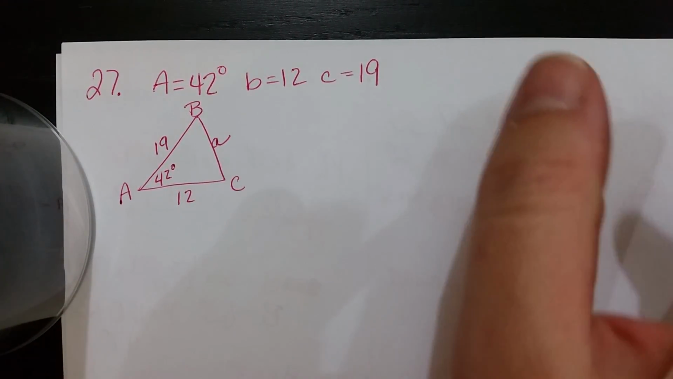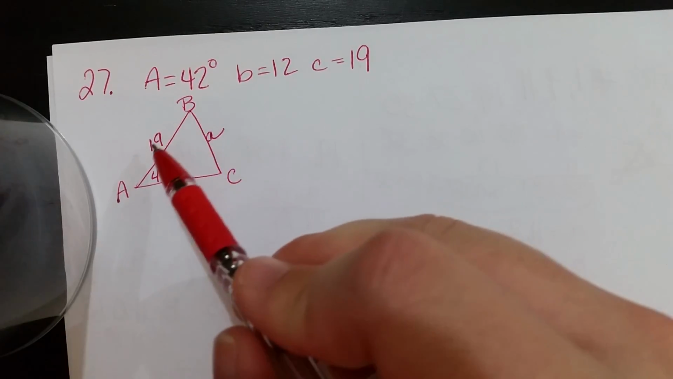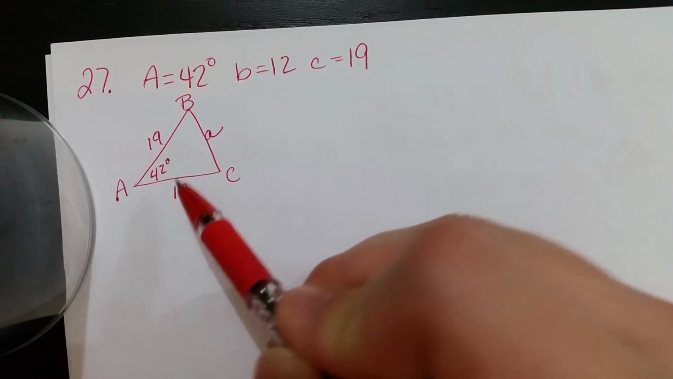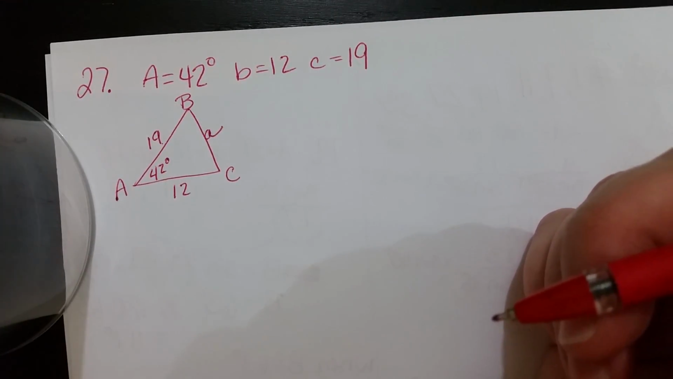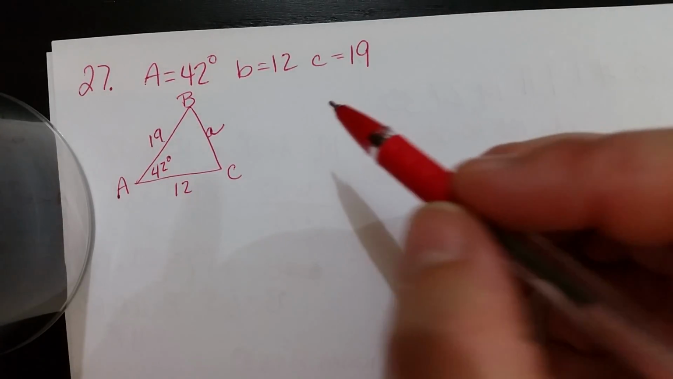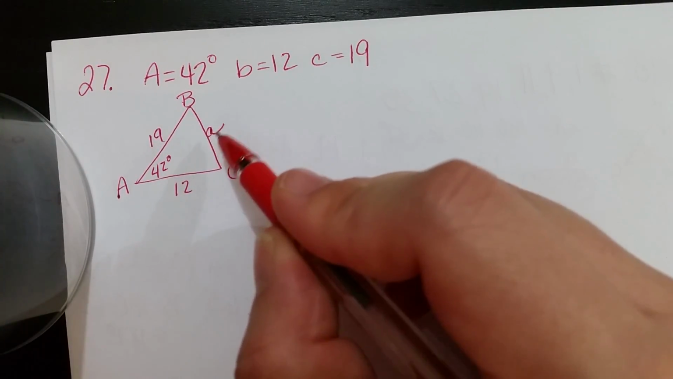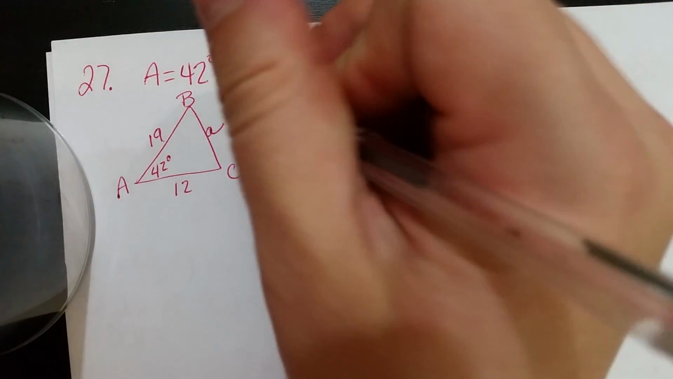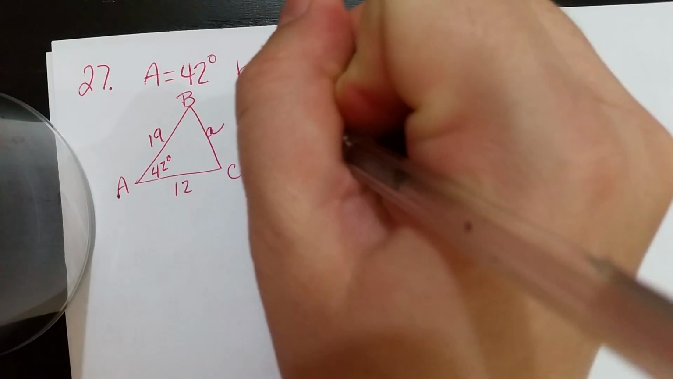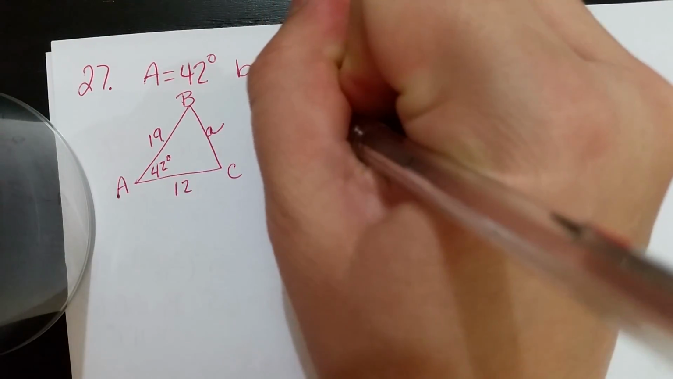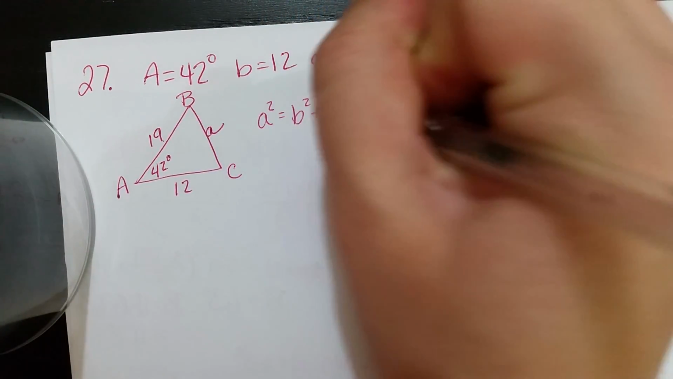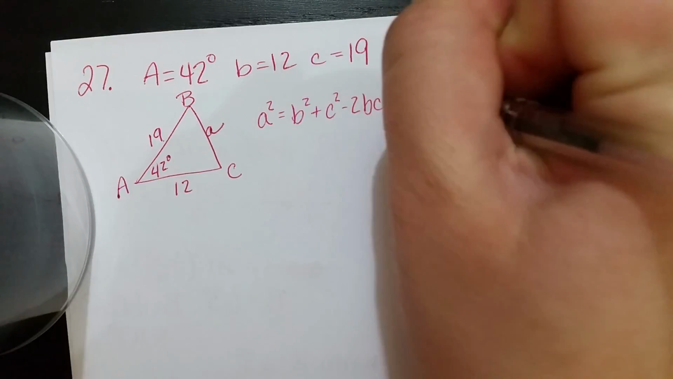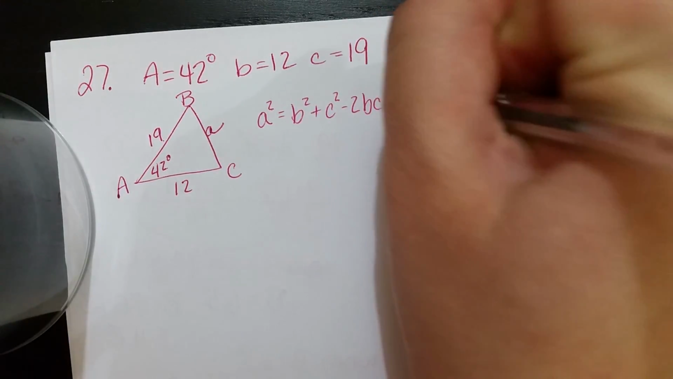This is also solve the triangle, but you'll notice this time they gave me the side, then the angle, then the side, so that means I'm going to be using cosine rule, or the law of cosines. So in this case, the first thing I would solve for is a, and the formula would be a squared equals b squared plus c squared minus 2bc cosine of A.